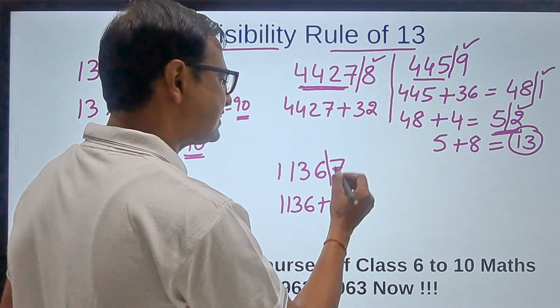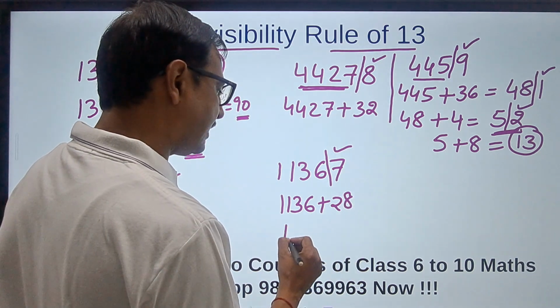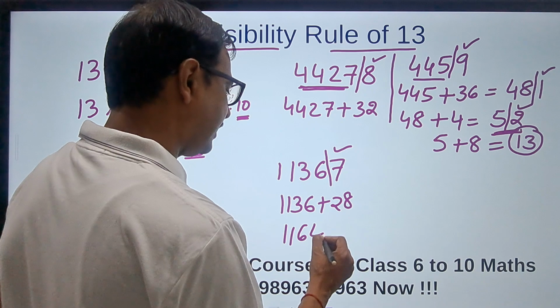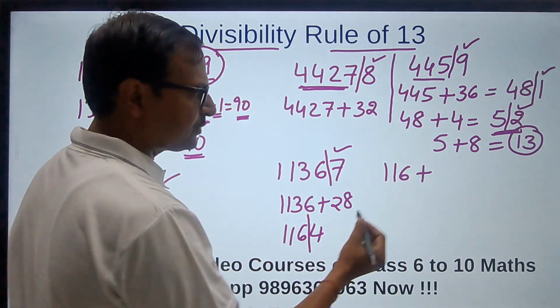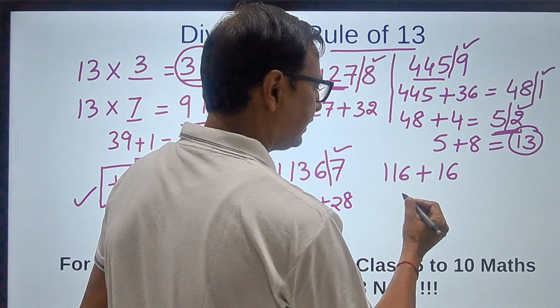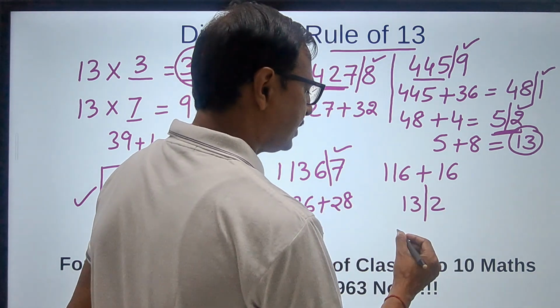1136 plus 4 times 7 is 28. So what do you get here? This is 1164. Separate out the last digit. 116 plus 4 times 4 is 16. So 132. And 132 means separate out the last digit.